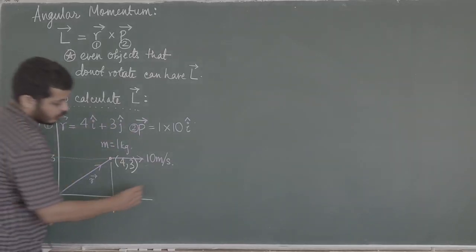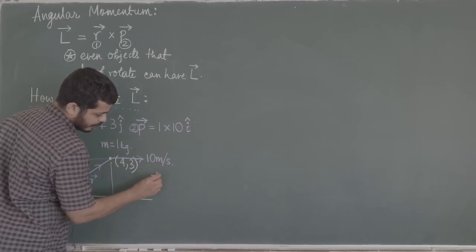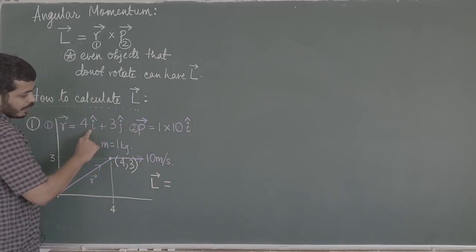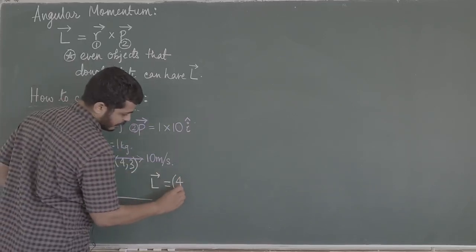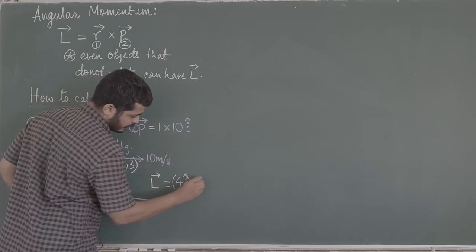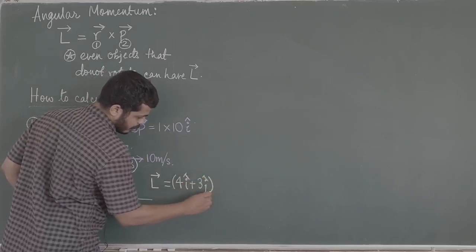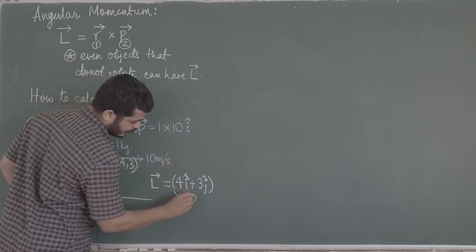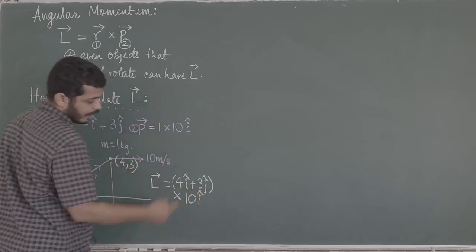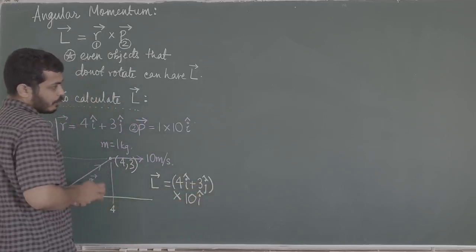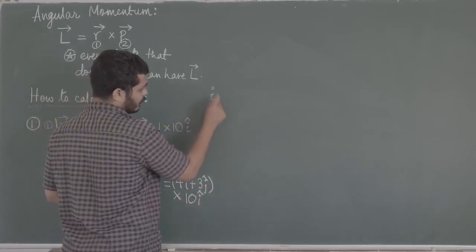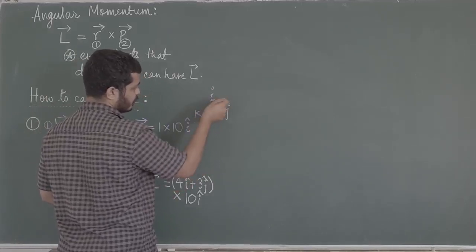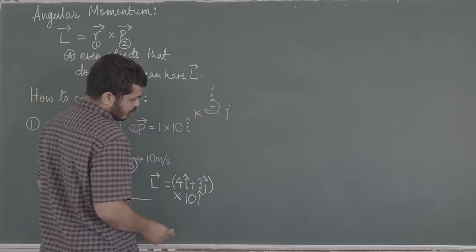So L vector is equal to R cross P. So (4i plus 3j), your first vector, R vector, cross, this is a cross product operation, 10i. How do you do cross products? You might know this rule of defining cross products. You can take i, j, k. This direction is positive, the opposite direction is negative.